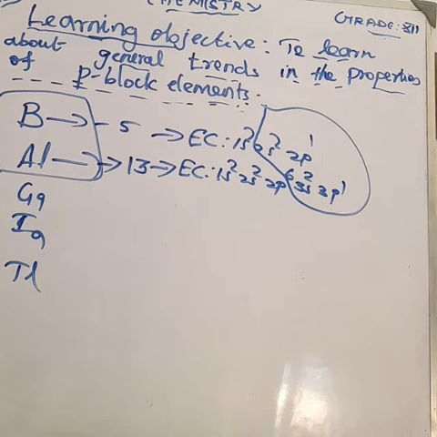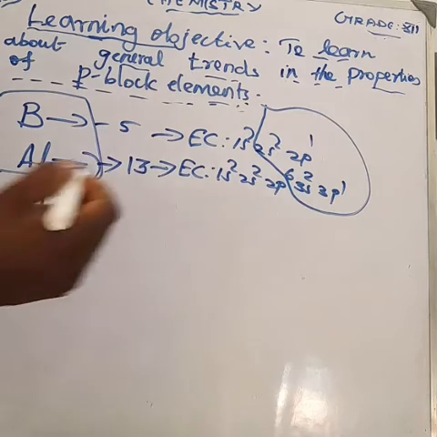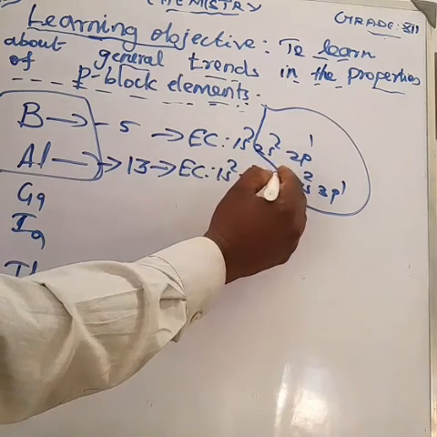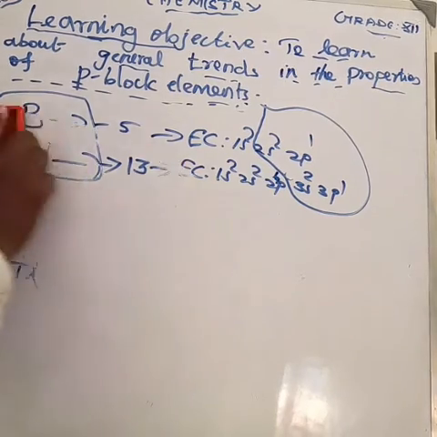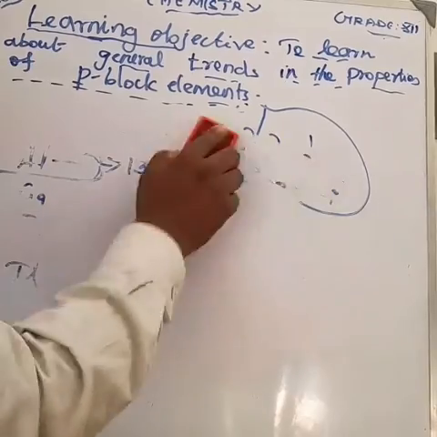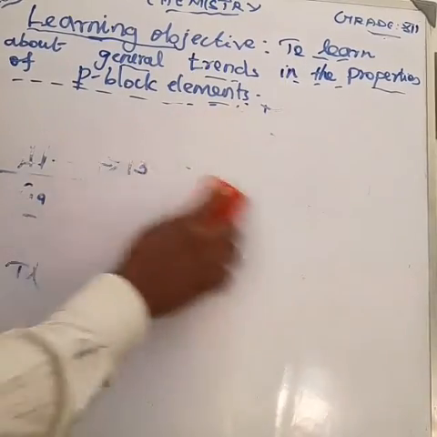So the outer electronic configuration for the boron family is 2s2, 2p1 for boron. Can you understand? And for aluminium, 3s2, 3p1. I hope you are thorough about how to write the electronic configuration. If you have any doubt, please ask me. Next I will explain further.